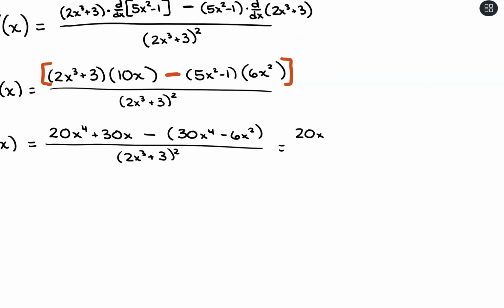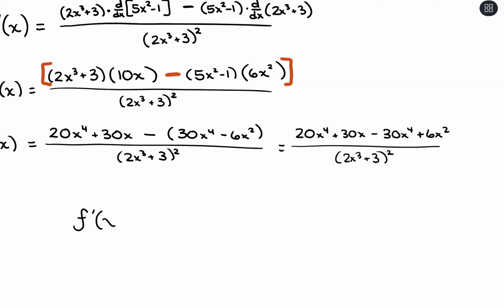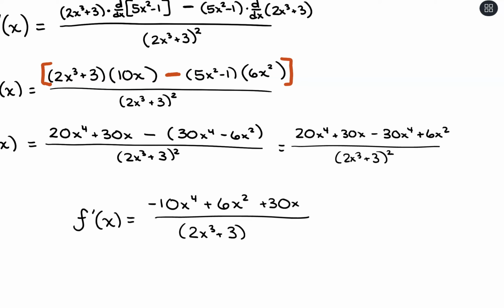Let's go ahead over here. So I have that 20x to the fourth plus 30x minus 30x to the fourth plus 6x squared over 2x cubed plus 3 squared. And we're going to end up with the final answer of a derivative function. Let's see, 20 minus 30 is a negative 10x to the fourth plus 6x squared plus 30x over 2x cubed plus 3 squared.